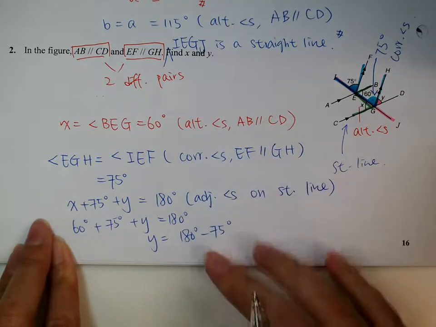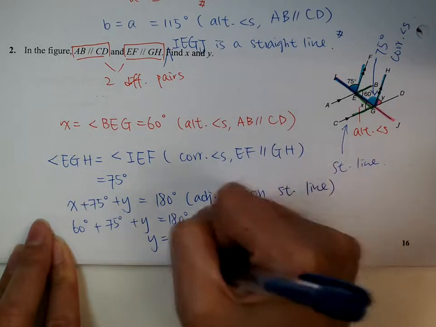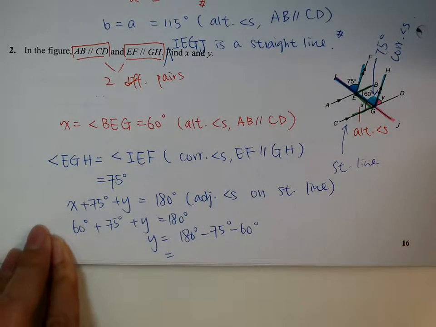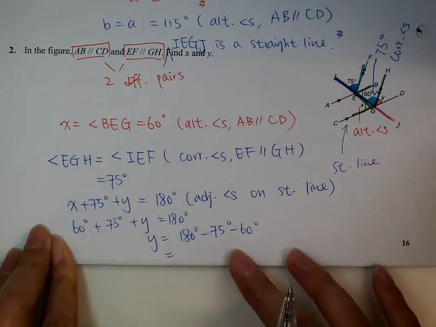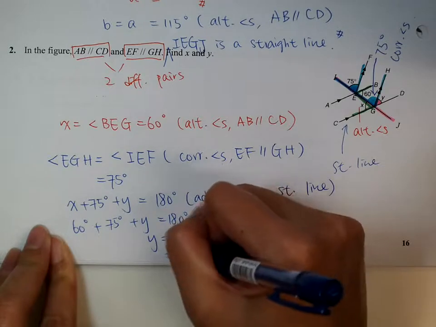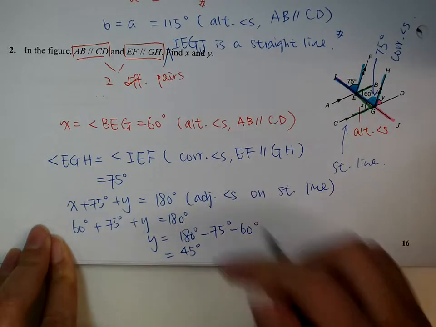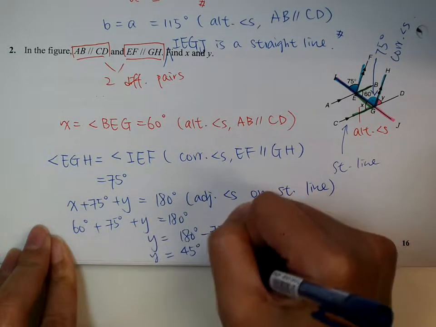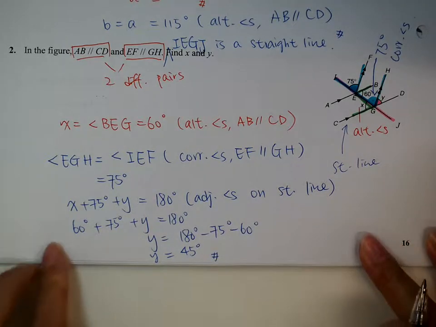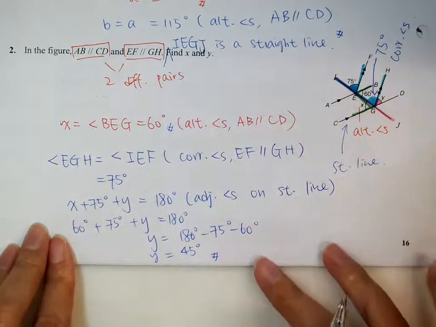180 minus 75 degrees and then minus 60 degrees. So the calculation final answer for y is 45 degrees. Then you can find x and y. Okay, done.